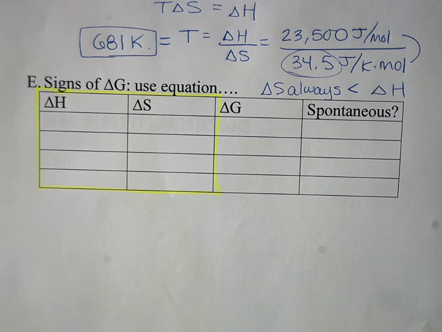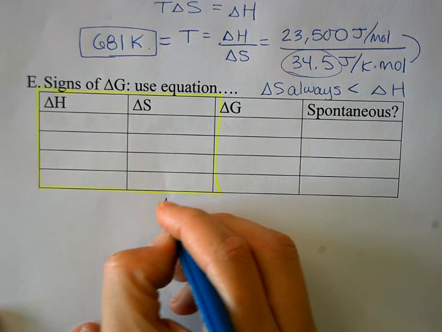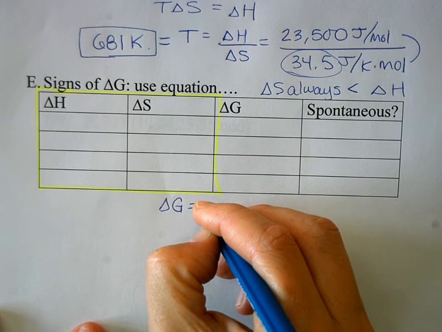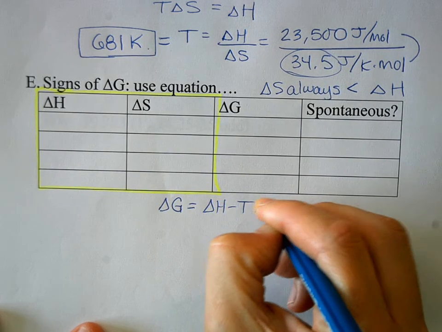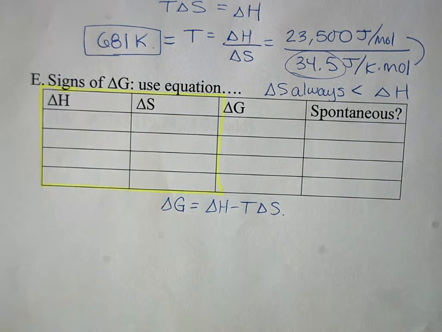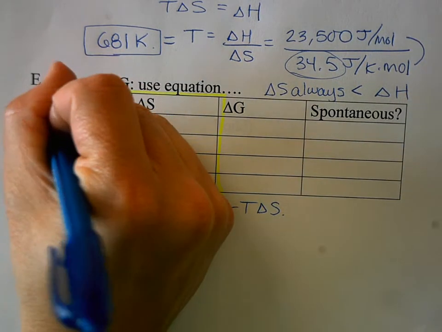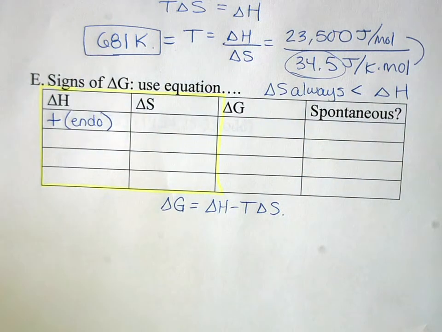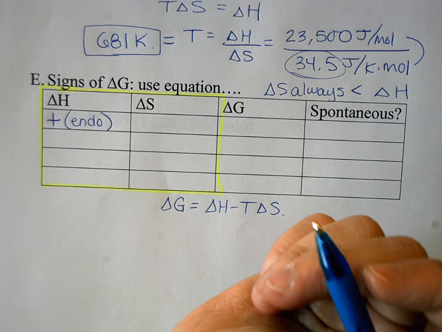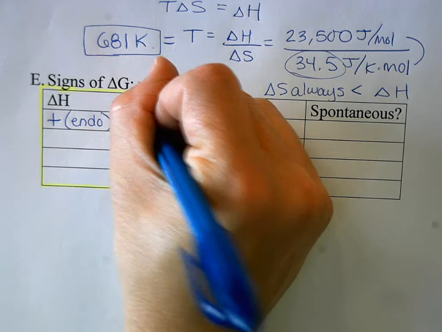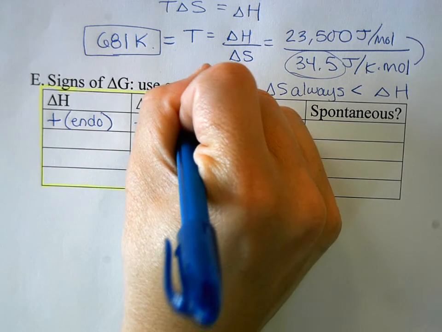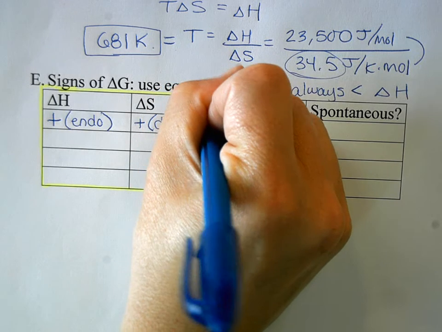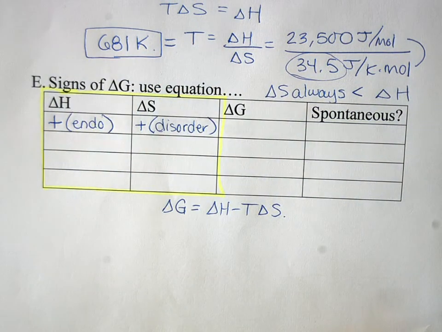We're going to go through all different combinations, possibilities of what kinds of numbers you might have to work with in this equation. So again, just for reference, I'm going to write out the equation here, delta H minus T delta S. All right, now let's look at different combinations. Let's say that my delta H is positive, which means that it is endothermic. And delta S is also positive, which means that I have increasing disorder.